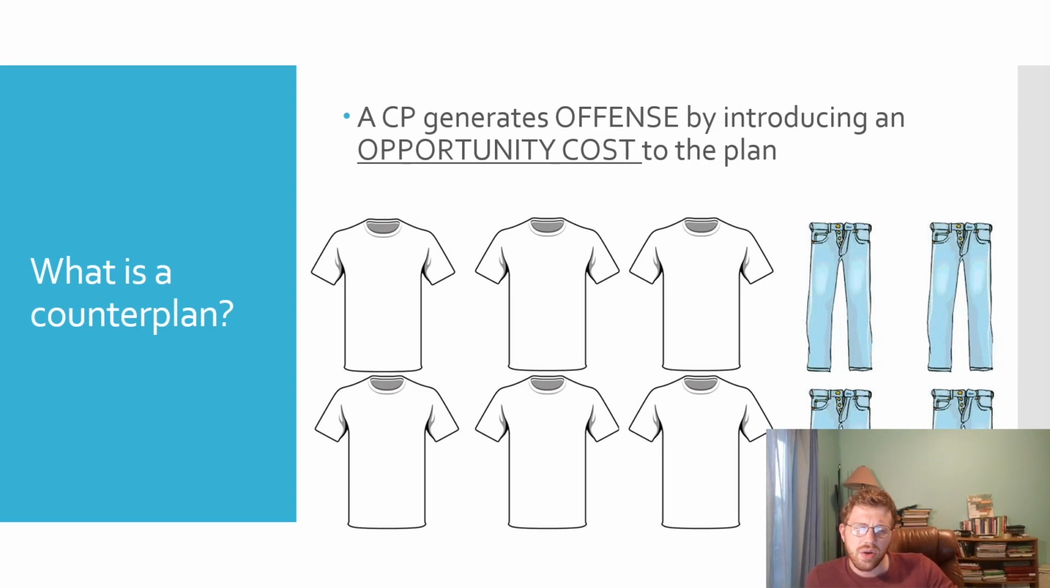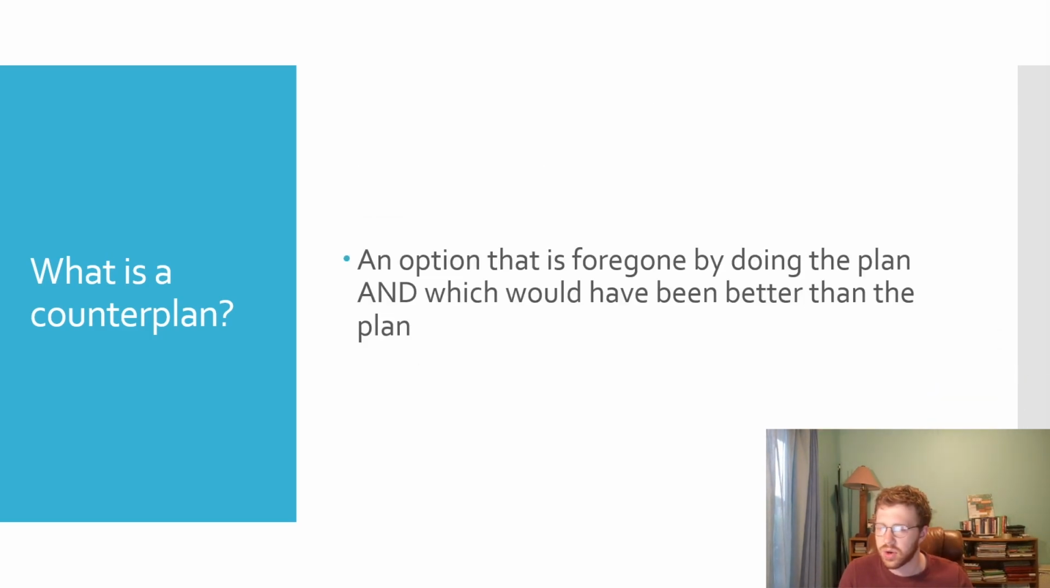A logical outgrowth of this concept in policy debates is that we should evaluate the opportunity costs of the actions that we take. So, as early as the 1950s, debate scholars began proposing the idea of a counterplan, which is an option that is foregone by doing the plan and which would have been better than the plan if we had taken that route. And so that's our basic definition of a counterplan.